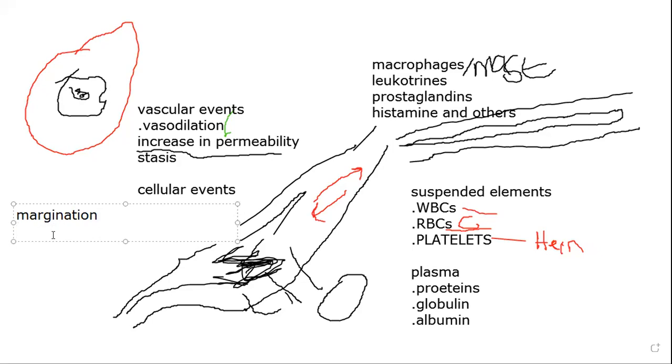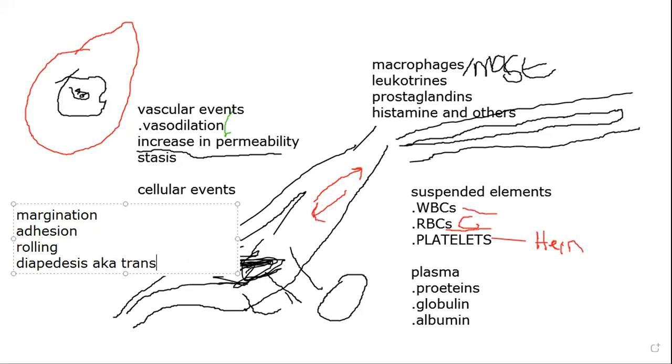We've got what you call adhesion. Is this the word? Okay, yeah, adhesion. From adhesion, you have rolling. From rolling, you have diapedesis, also known as transmigration. From there, we have what we call chemotaxis.